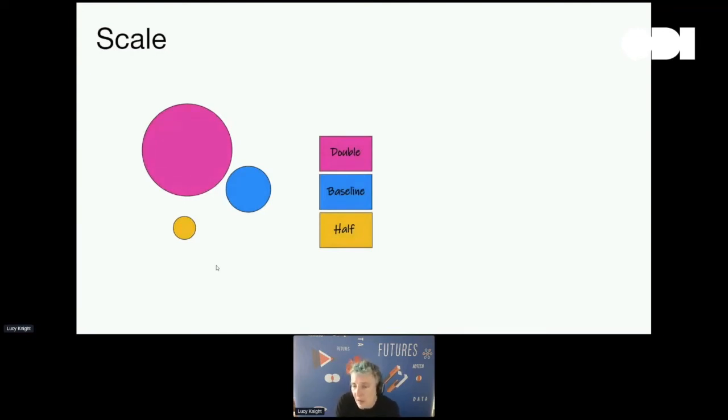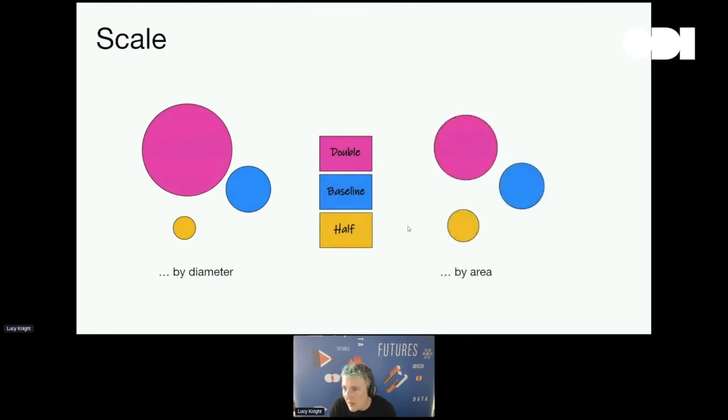And what we got here is that blue circle is the baseline. The pink circle is twice as big. The yellow circle is half as big. All right, that's if you do it by diameter. But actually what you need to be doing is by area. And you can see that although they're clearly very different sizes, the difference is not nearly as stark.